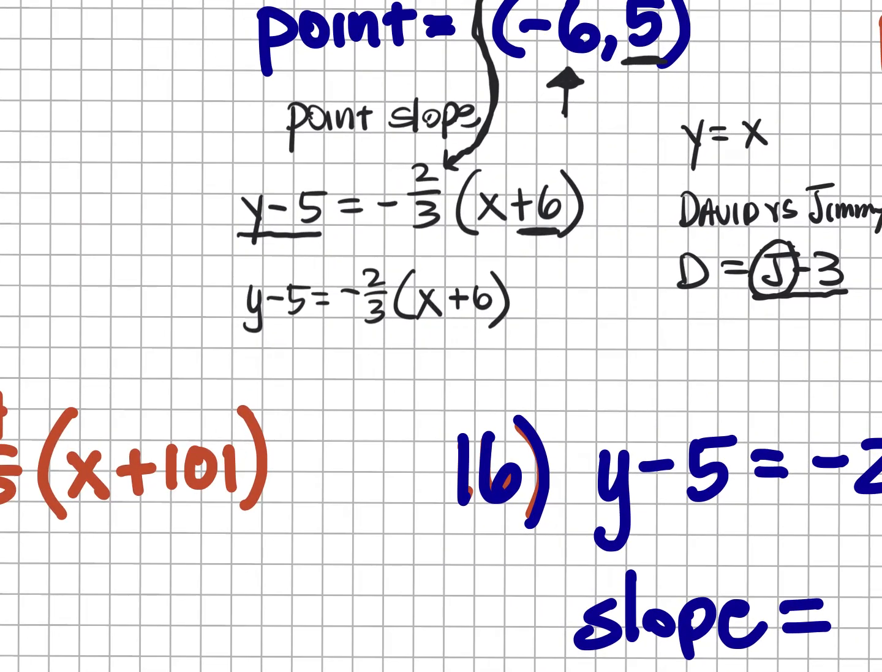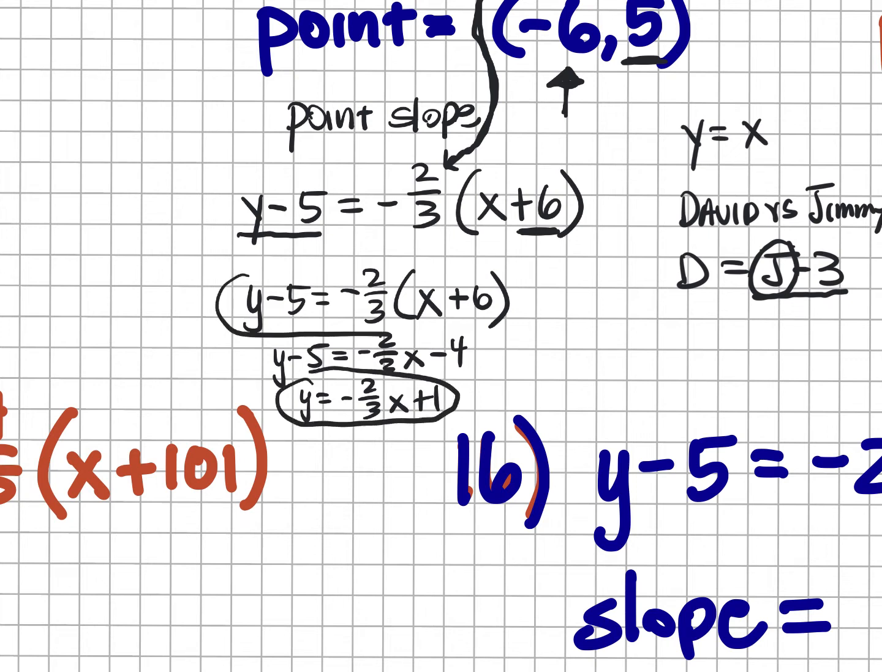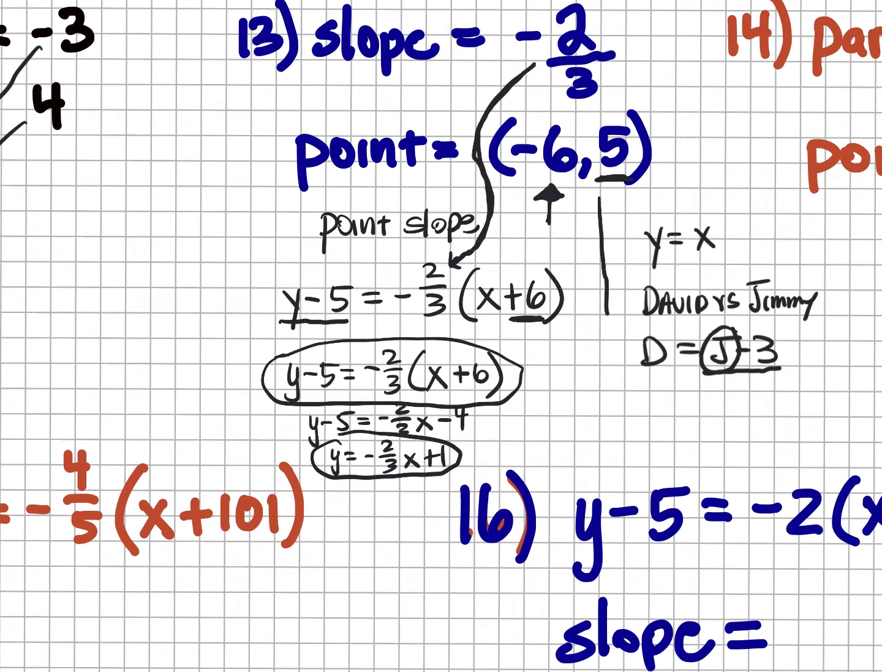If I distributed this, this would be y minus 5 equals negative 2/3 x minus 4. And then I would add the 5, y equals negative 2/3 x plus 1. So I can easily change it from this to this, but they are equal equations. So right away, I couldn't really know from up there how to go from this form directly to this form, but I can, knowing slope and point, go directly to this form. So this is the right answer.